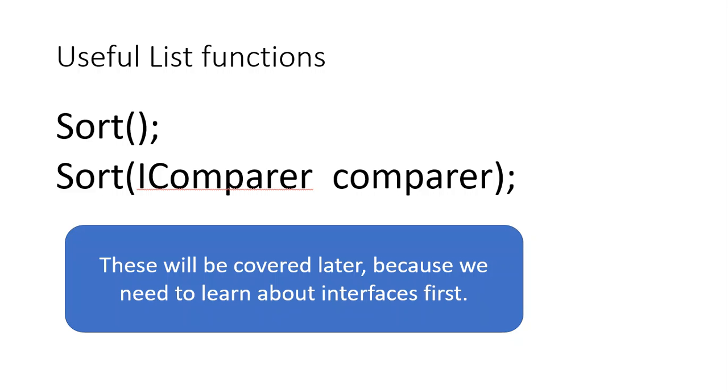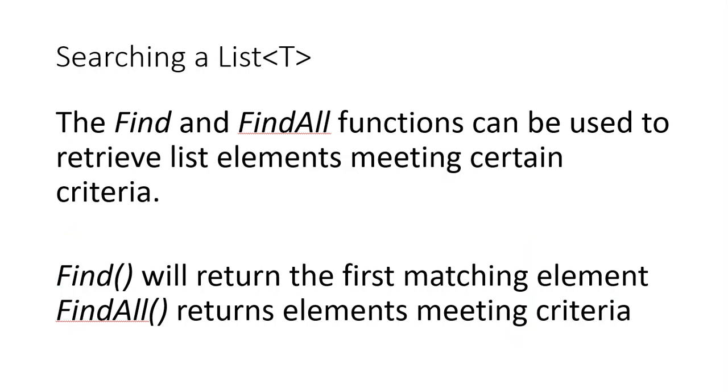Now, in addition to sorting, there is also some search functionality that is built into the list class. So we have two functions, find and find all. And these functions will return you a list containing all of the elements that matched a certain criteria. Well, how do you specify the criteria?